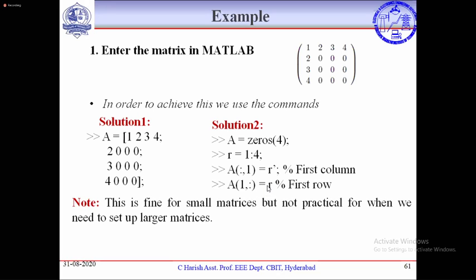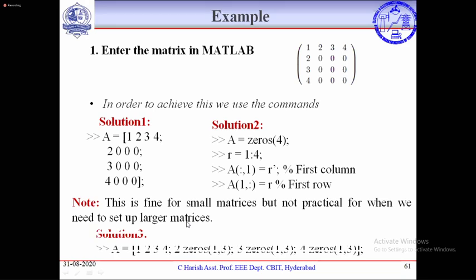And there is another solution. Why are we going for another solution? Because if you are going to do this with very big matrices, it will be tedious to enter these values. So this is fine for small matrices, but not practical when we need to set up large matrices. So what is the command we use? This is the best way to give the matrix. This is a simple way. Apart from these two, this is a better solution.